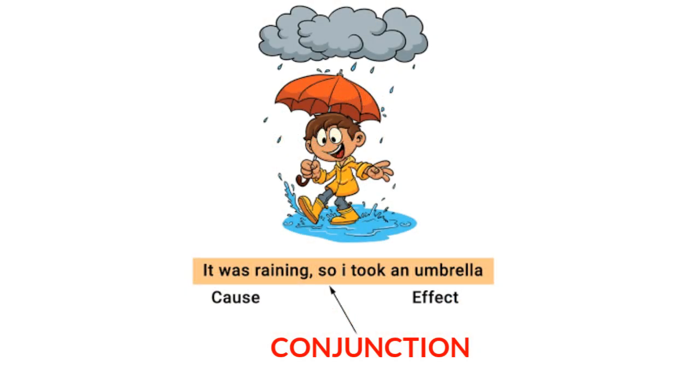It was raining, so I took an umbrella. It was raining. That's a cause for the effect of taking an umbrella. It was raining and I took an umbrella. So the conjunction so is used to connect the cause and effect. It was raining, so I took an umbrella.